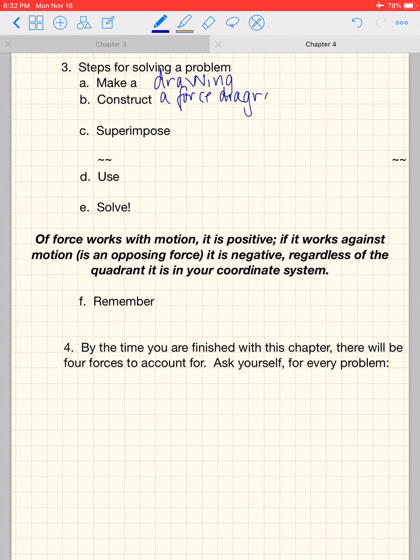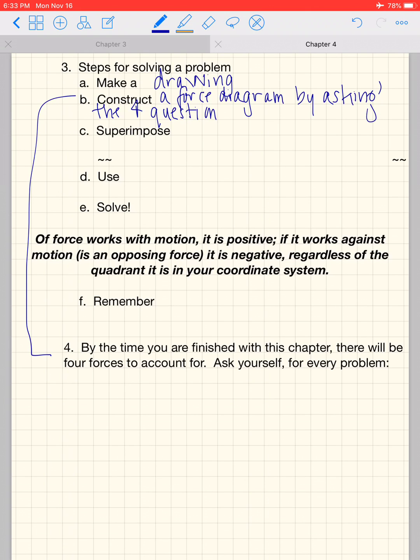So what you're doing is asking yourself what forces apply. You're going to construct a force diagram by asking the 4 questions. Right now, you don't know what the 4 questions are, but you will. These 4 questions are going to identify for you what forces are at play. And I'll just give you a little sneak peek. You're going to learn those 4 questions down there.